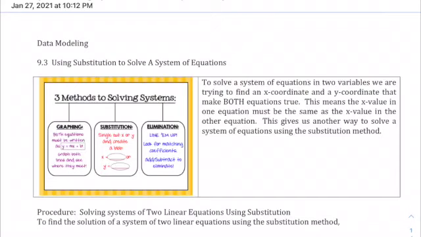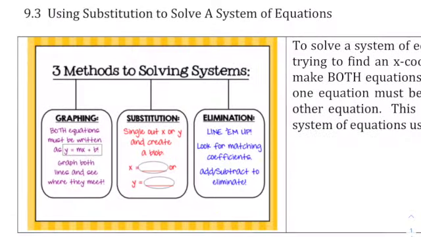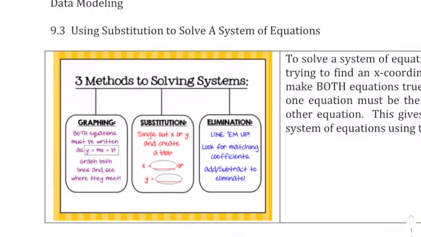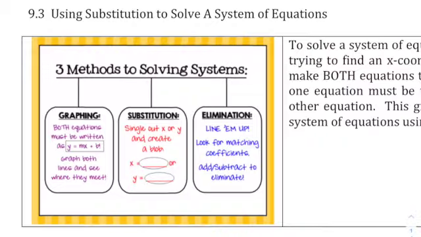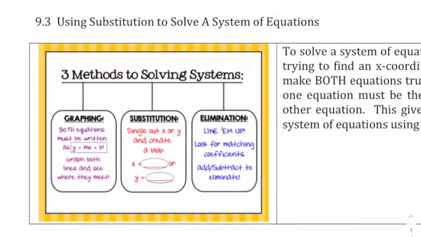Hello everyone. Today's objective is using substitution to solve a system of equations. So let's go through the three methods of solving systems. We've done graphing. We are going to talk about substitution today. And then we have one more, called elimination, and that will be introduced tomorrow.